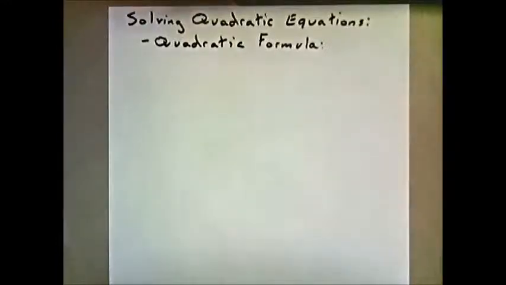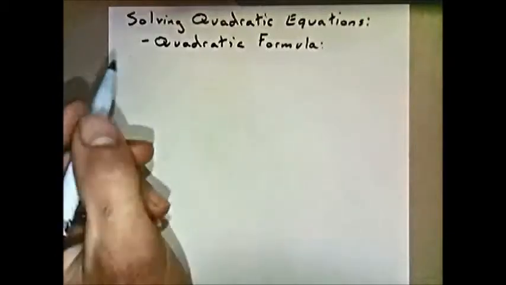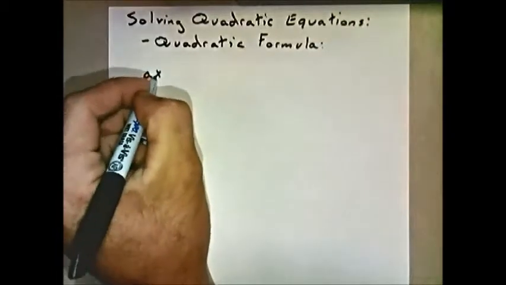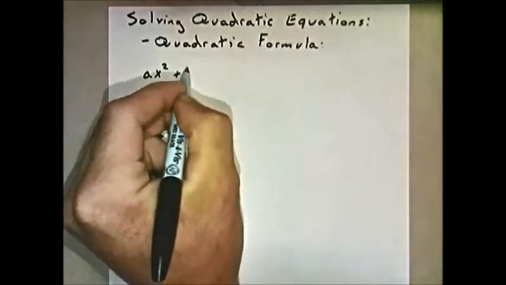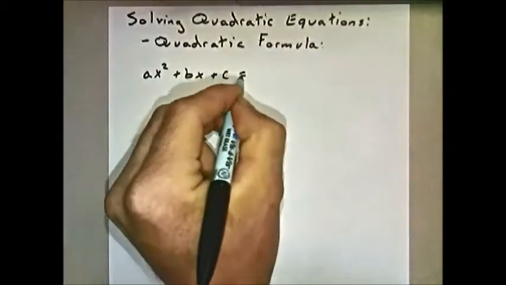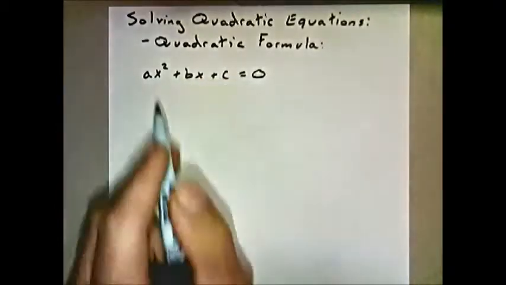For those of you that did not like completing the square to solve quadratic equations, we do have a shortcut, and that is called the quadratic formula. I like to start, though, with where the quadratic formula comes from. So let's give us the quadratic equation ax squared plus bx plus c equals 0.